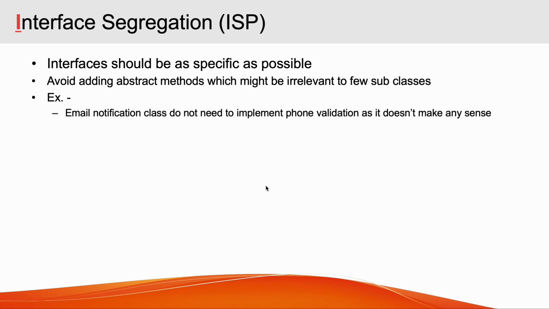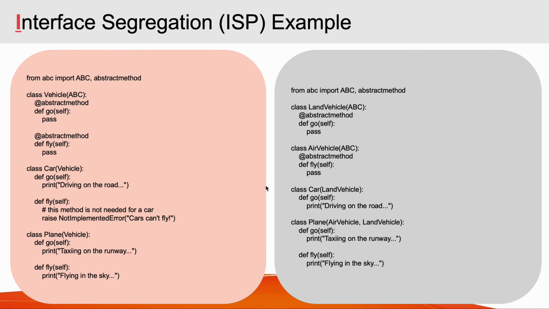So make your interfaces or abstract classes as specific as possible. Let's look at the code example for this principle. On the left side, you can see a vehicle class, which has two abstract methods. Whenever you are trying to inherit this class, you have to implement both of them. One is go, which says that you are driving on the road, and the second is fly, so you are flying in the sky, right?